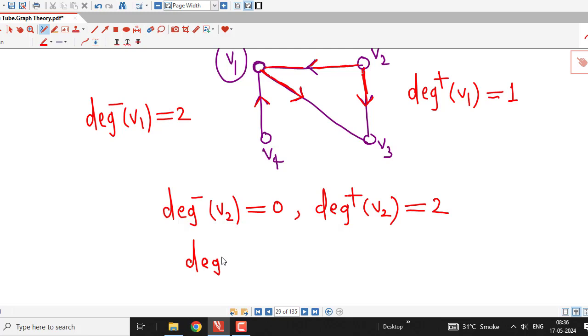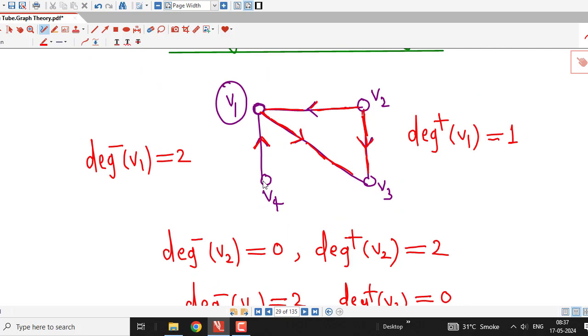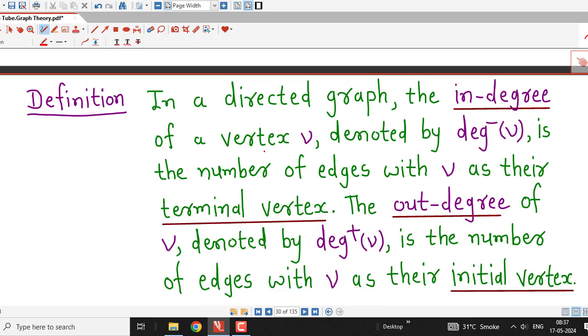Suppose we want to write the in degree of vertex v3, then we can see two edges going to v3, therefore the in degree of v3 is 2, and there is no edge going out of v3, therefore the out degree of v3 is 0. For v4, for in degree we determine the number of edges going towards v4, but there is no such edge, therefore the in degree of v4 is 0, and the out degree of v4 is 1 because there is only one edge going out of v4. So this is the meaning of in degree and out degree of a vertex in a directed graph.